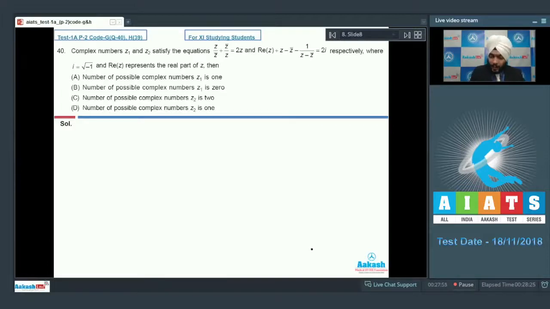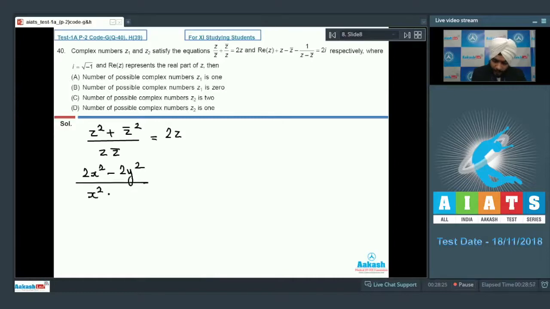This is the condition of z1, which says (z square plus z bar square) upon z bar equals 2z. That means z square is x square minus y square plus 2 iota xy, and z bar square is x square minus y square minus 2 iota xy. So we get (2x square minus 2y square) divided by (x square plus y square), which means it is purely real. The right hand side is 2x plus 2iy, because z is x plus iy.